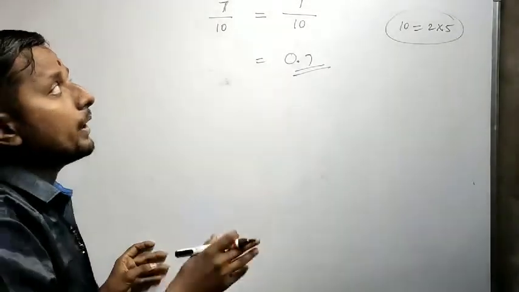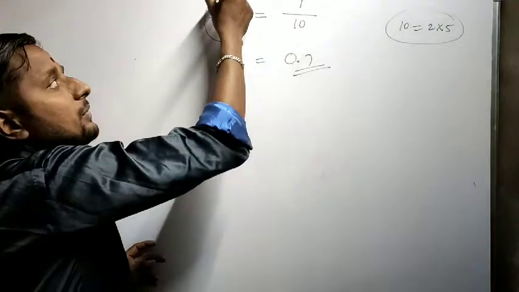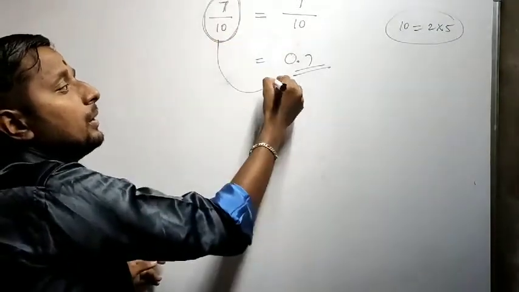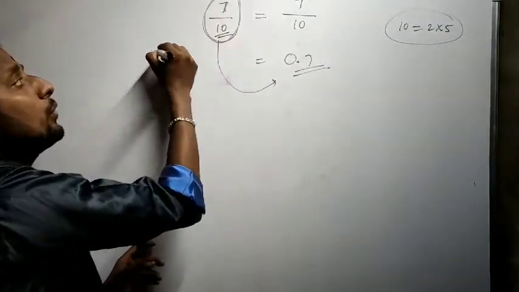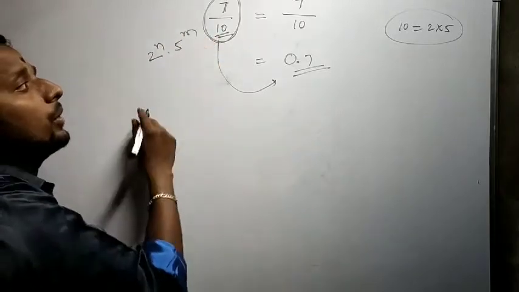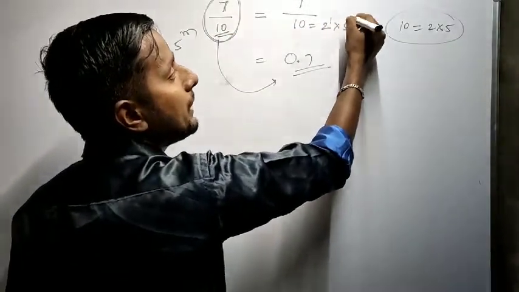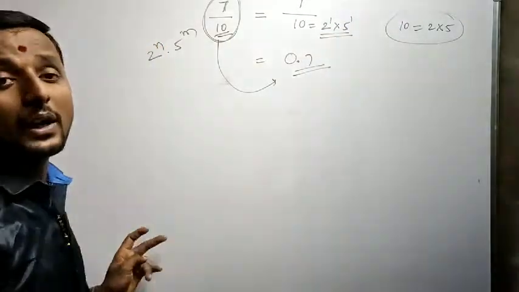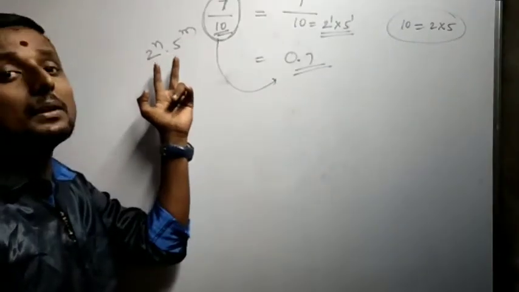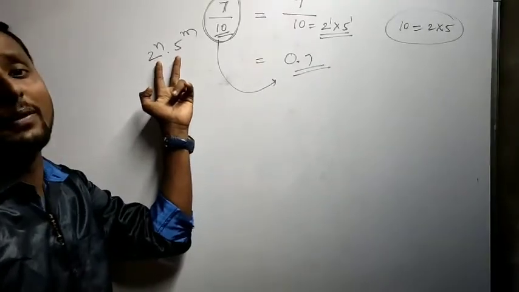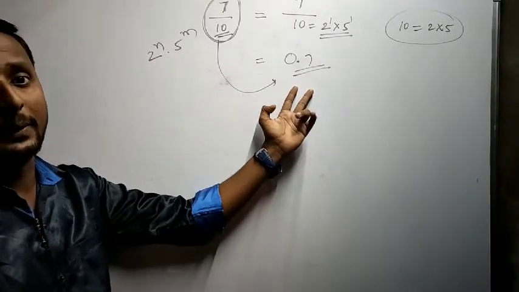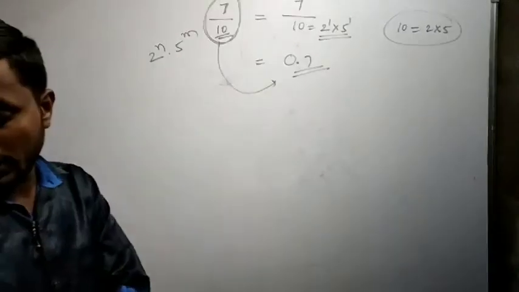So here what happened: p by q is expressed in fractional form, and the denominator is in the form of 2 power n into 5 power m. Because 10 we can express as 2 power 1 and 5 power 1. So finally the denominator is in the format of 2 power n and 5 power m. That's why the decimal terminates, or else it won't.